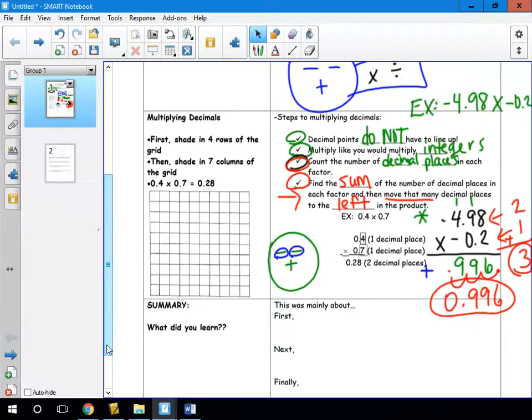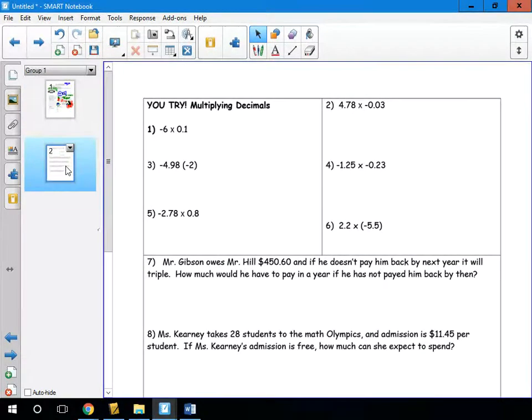Okay? So just to recap, decimals did not have to line up. We multiplied normally. Then we counted how many decimal places. And we moved that many decimal places in our final answer. Okay? So I'm going to do one more practice with you. I want you to look on the side of your paper and find number 1. Okay? So number 1 is negative 6 times 0.1.